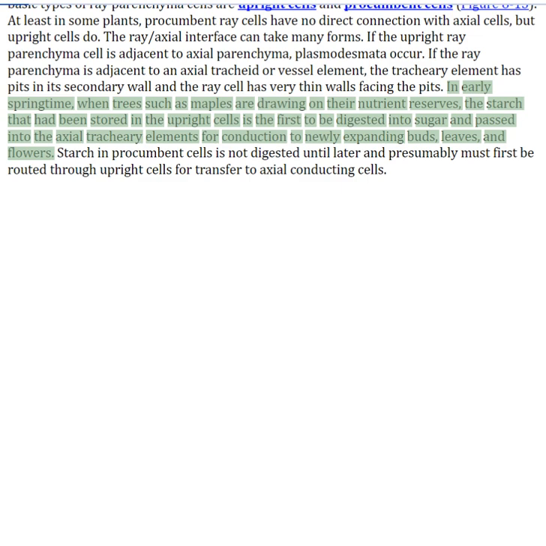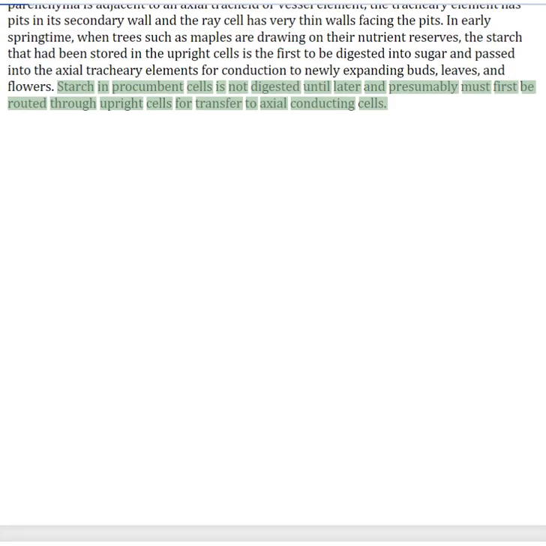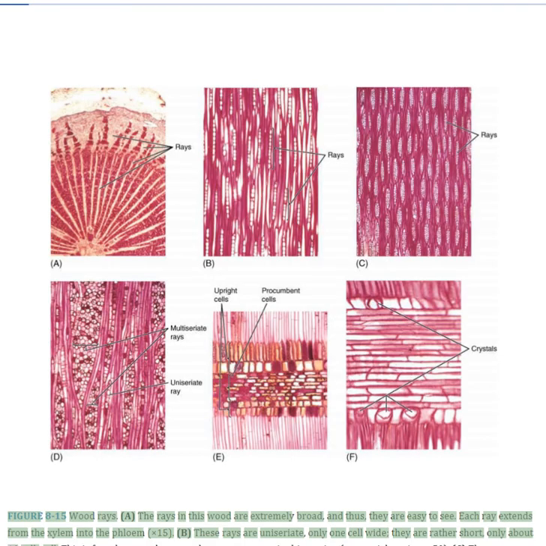In early springtime, when trees such as maples are drawing on their nutrient reserves, the starch that had been stored in the upright cells is the first to be digested into sugar and passed into the axial tracheary elements for conduction to newly expanding buds, leaves, and flowers. Starch in procumbent cells is not digested until later and presumably must first be routed through upright cells for transfer to axial conducting cells.